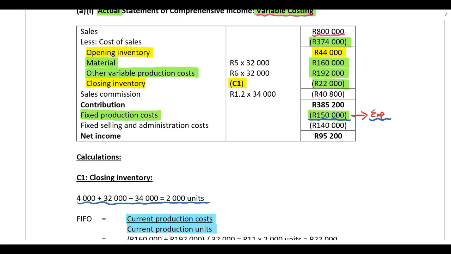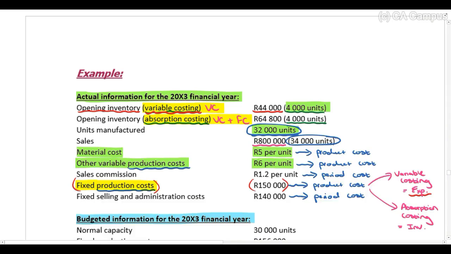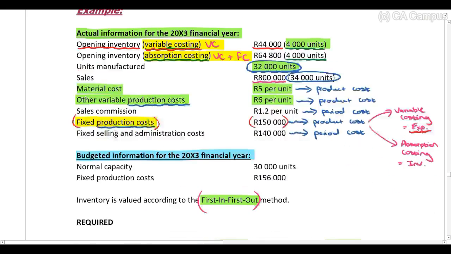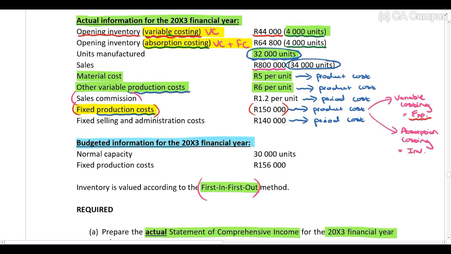Then I want you to pay attention to the format of this statement. We start with sales. We take out cost of sales. And because this is variable costing, we then deduct any other variable costs so that we can calculate our contribution. So what other variable costs were we given in this question? Sales commission is going to be a variable cost because it varies with the number of units sold. So that is a variable cost.